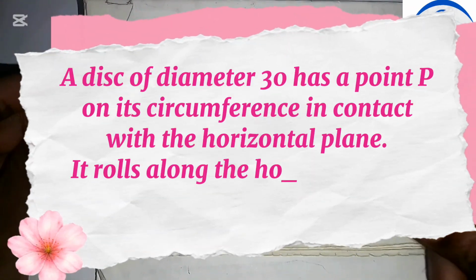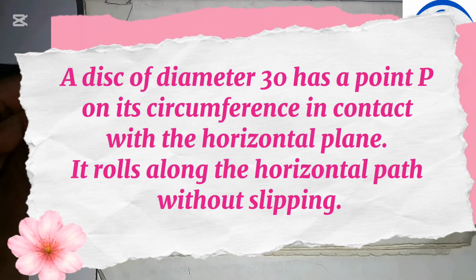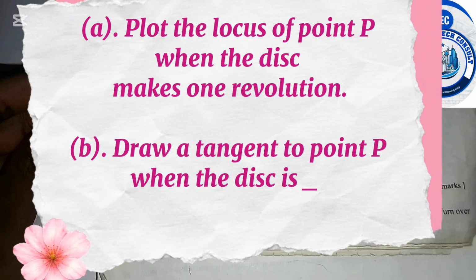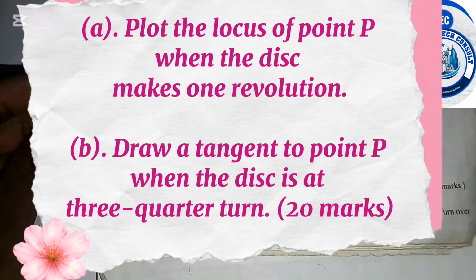The question says a disc of diameter 30 has a point P on its circumference in contact with the horizontal plane. It rolls along the horizontal path without slipping. A. Plot the locus of point P when the disc makes one revolution. B. Draw a tangent to point P when the disc is at 3/4 turn.